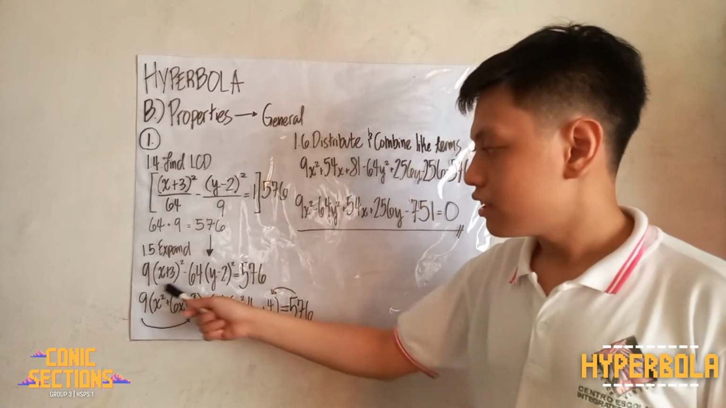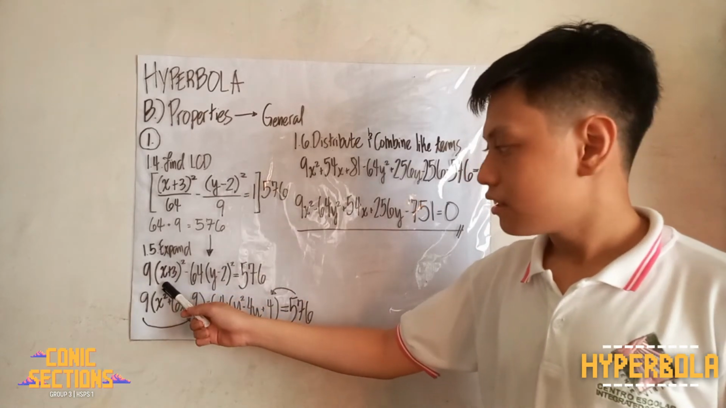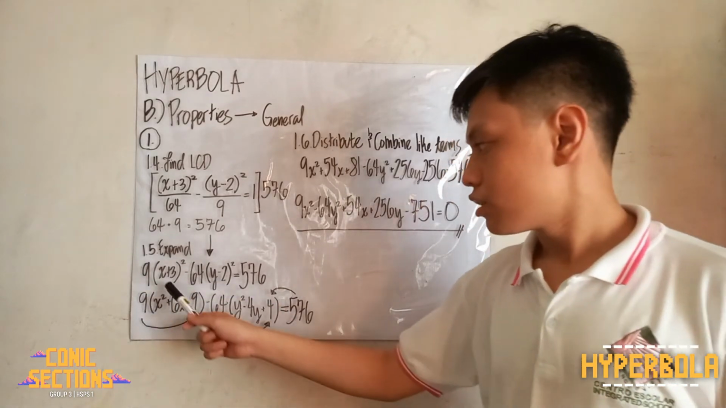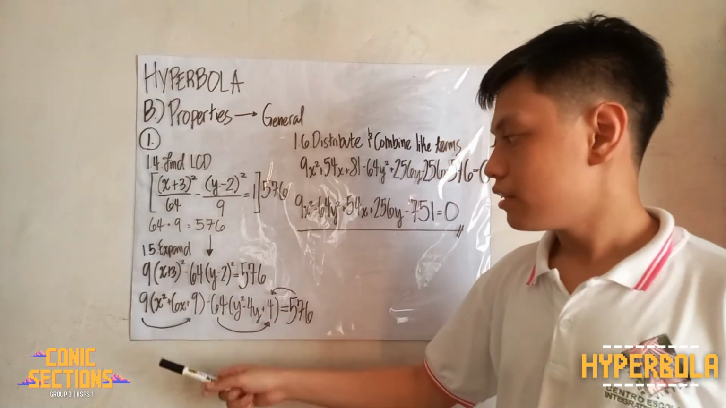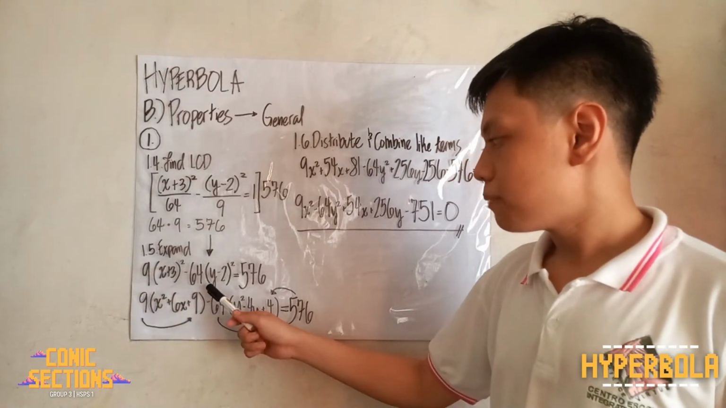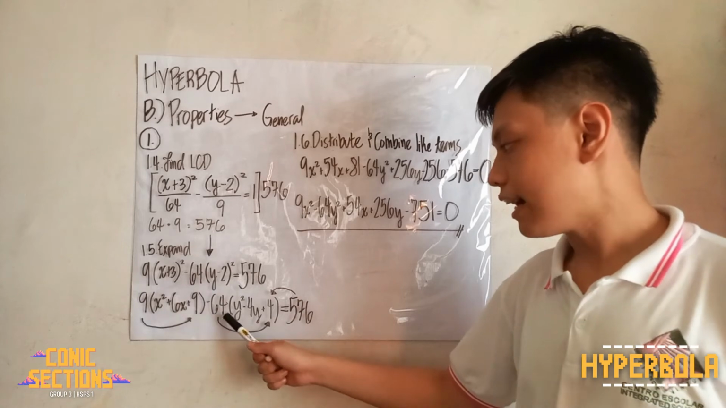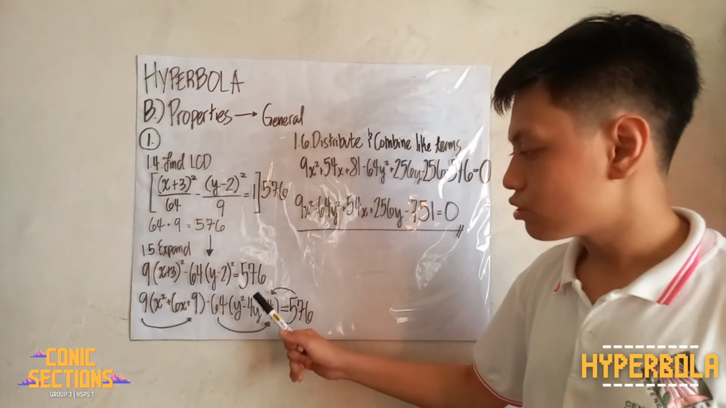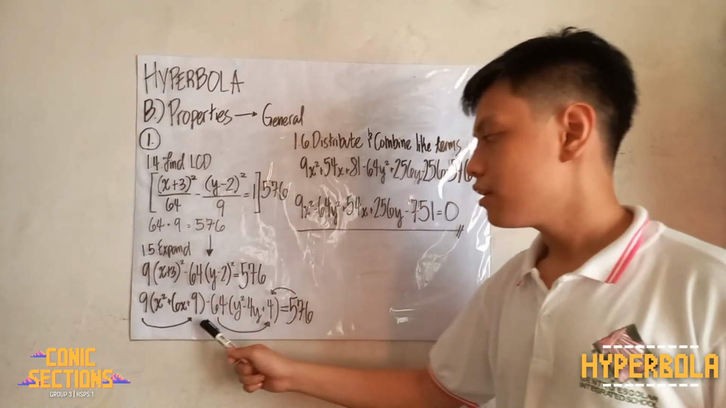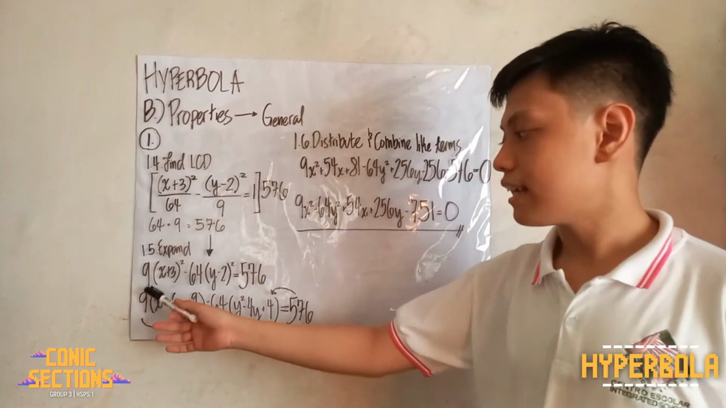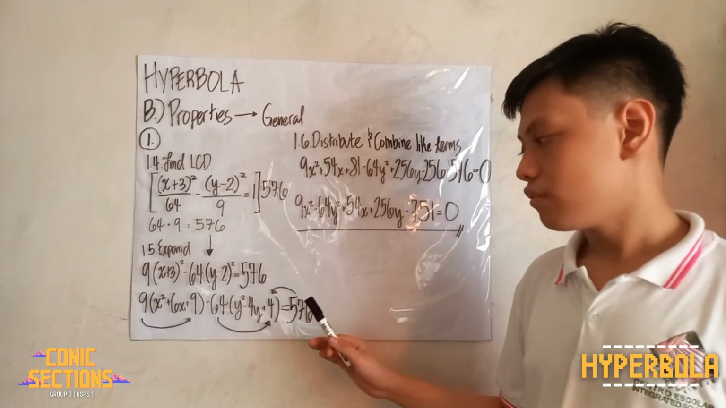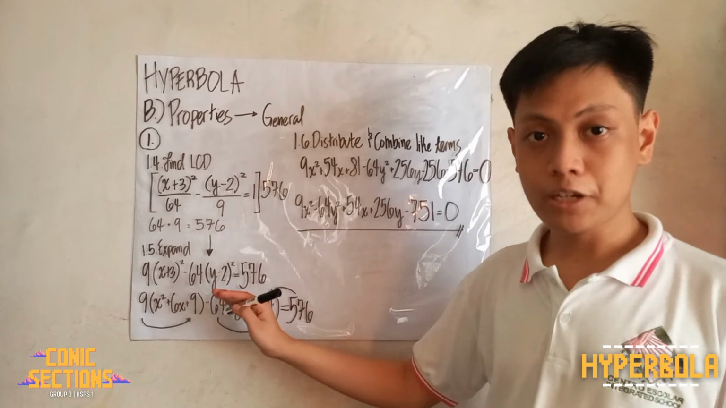576. After this, you need to expand these terms before you can distribute 9 and negative 64. Expanding x plus 3 quantity squared, you'll have x squared plus 6x plus 9, and expanding y minus 2 quantity squared, you'll have y squared minus 4y plus 4. After expanding the terms, you can now distribute 9 and negative 64 as well as transpose or transfer this value 576 to the left side of the equation.